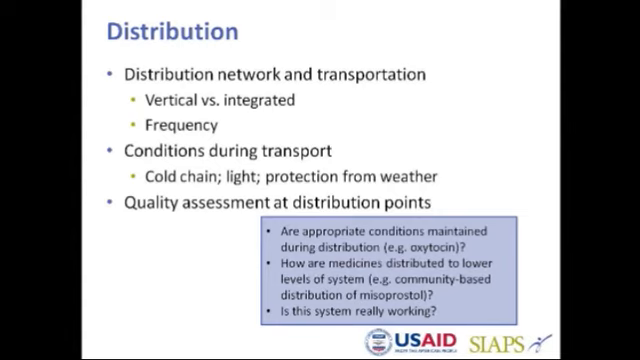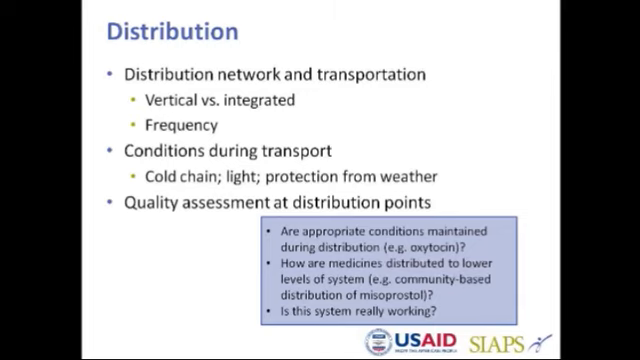And so again, with oxytocin, the issues with cold chain, what do we really need to do with that product to ensure that it's okay when it gets to the end user? Again, how are medicines getting distributed to lower levels of the system? How exactly is that going to work?